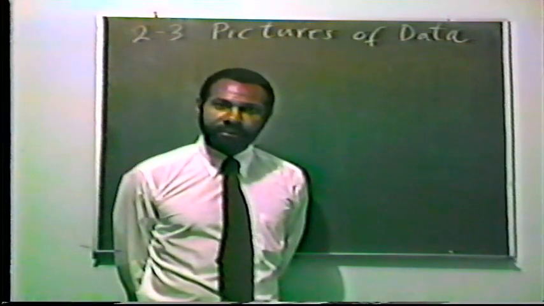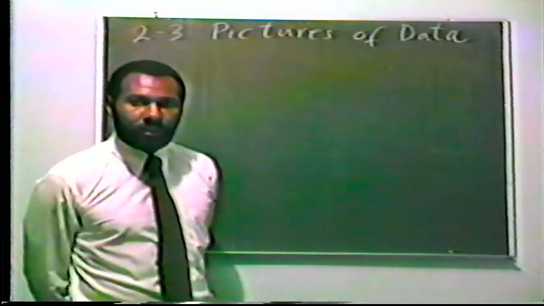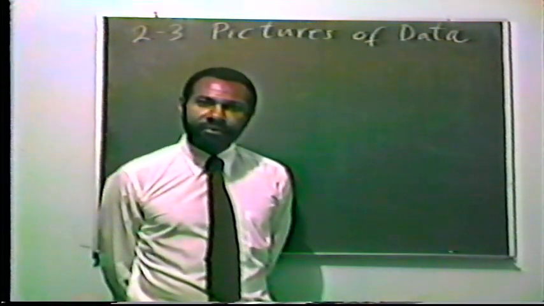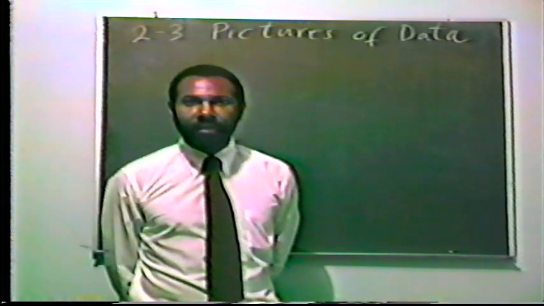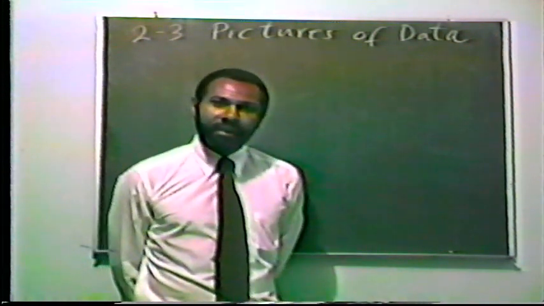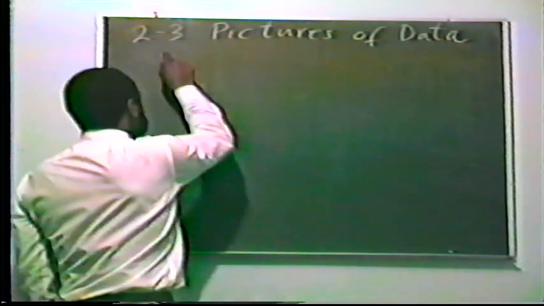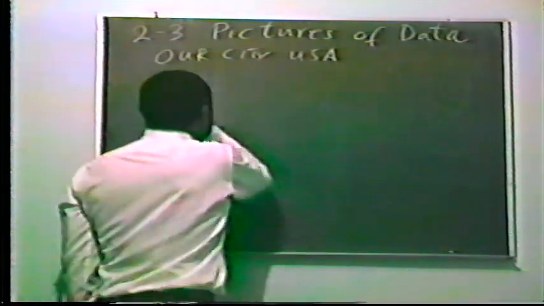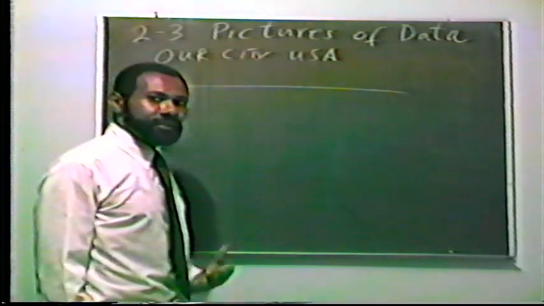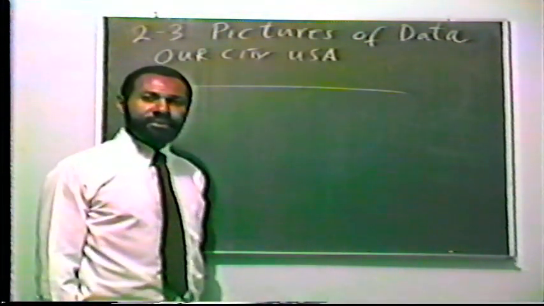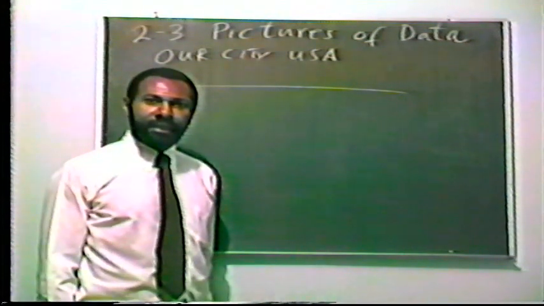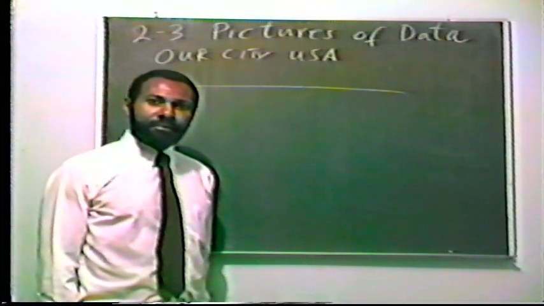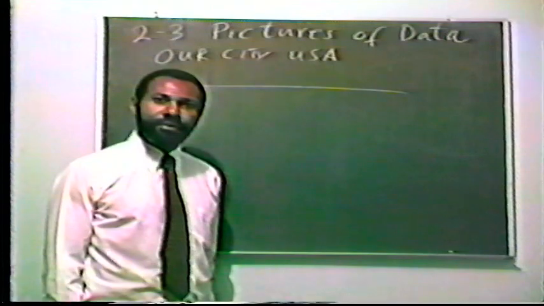Let's say that, for example, a researcher or a pollster wants to determine how many Democrats, Republicans, and Independents there are in a certain city. Let's say that the city is our city, USA. Next, the researcher goes out and collects the data and summarizes the data using a frequency table.